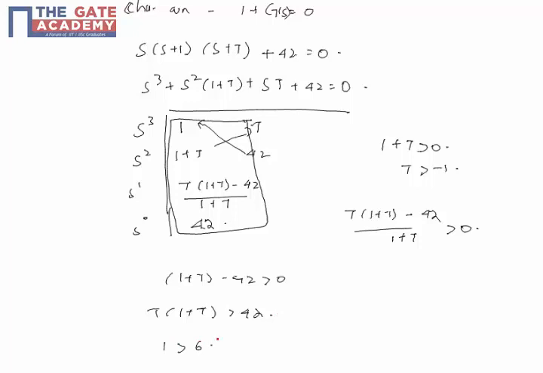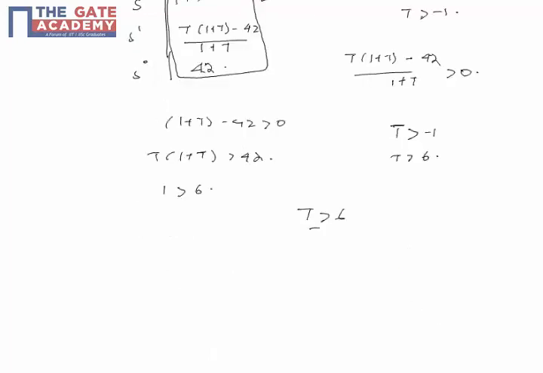Okay, so we have two conditions, t has to be greater than minus 1, t greater than 6. So we need to obviously choose t greater than 6. Only then both the conditions are satisfied, because if I take the first condition to be the condition for stability, it does not satisfy the second condition. So the condition for stability here is t should be greater than 6. So the correct option is D.